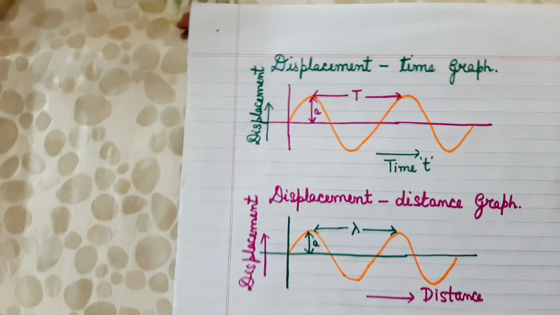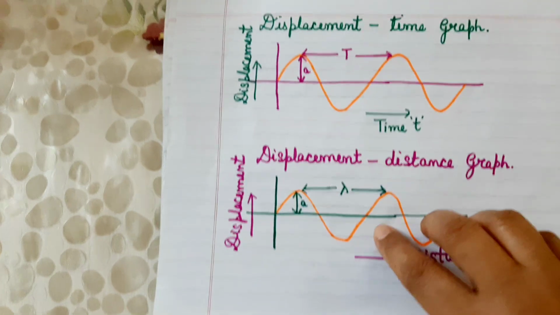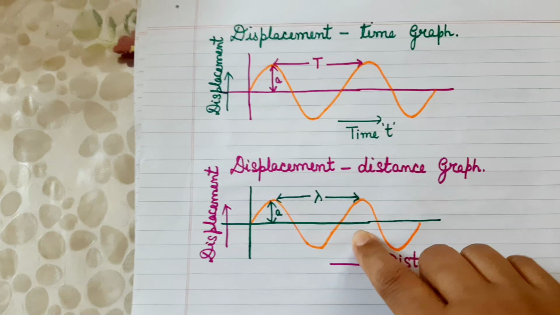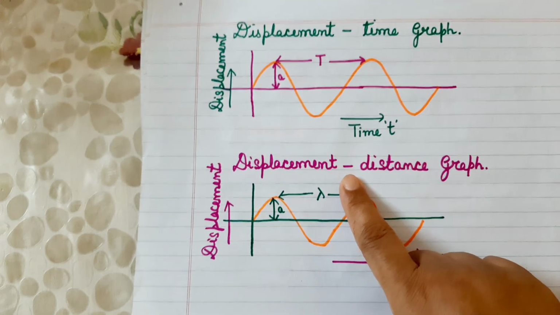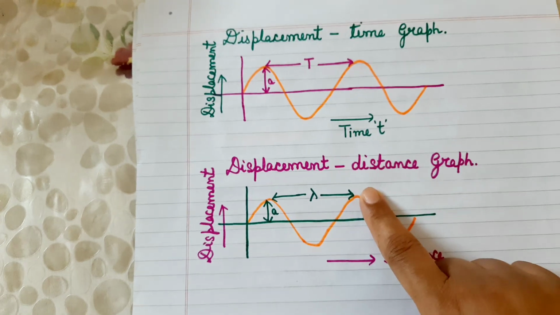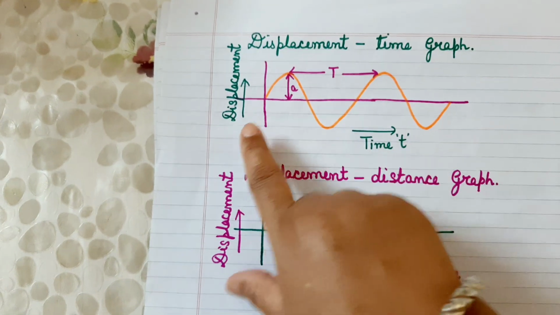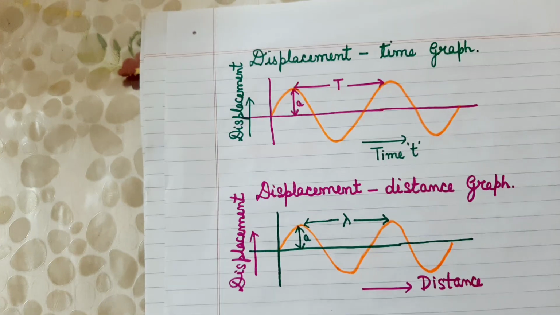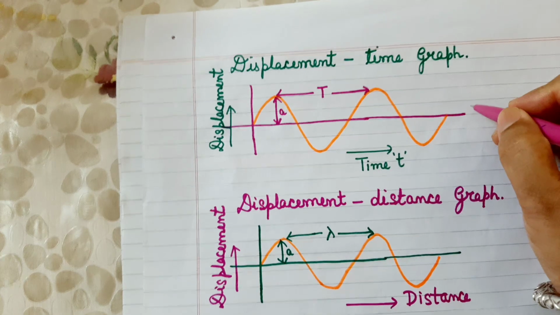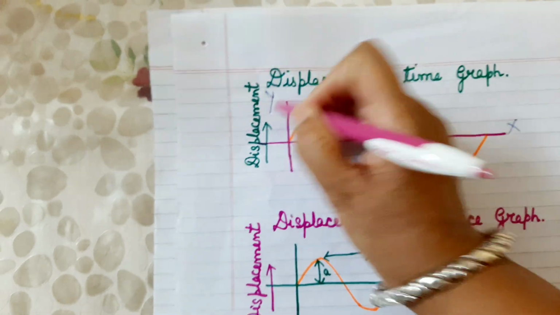Next, we move on to two important graphs. Children, these graphs are very important. That's why I've drawn them for you clearly. One is the displacement time graph and the other is the displacement distance graph. And these graphs are for a wave motion only. You can see that in the first case, I have taken displacement on the y-axis and time on the x-axis. This is the x-axis and this is the y-axis. Okay, children. Now, what have I shown?